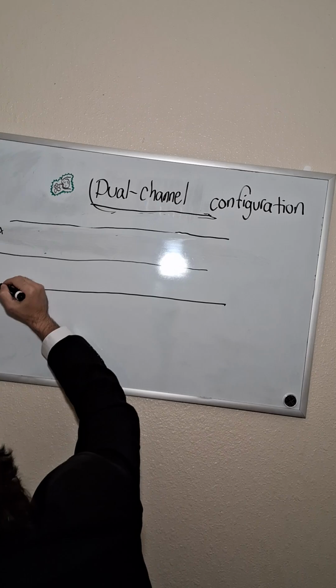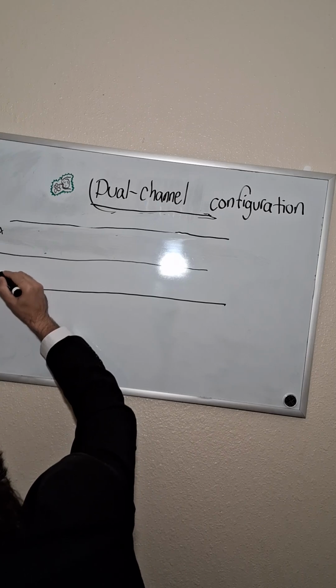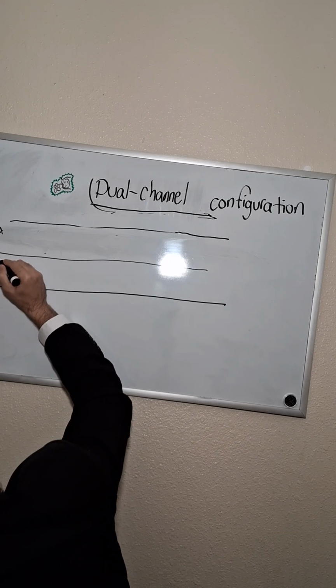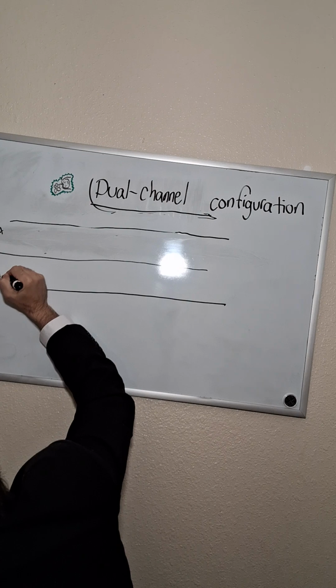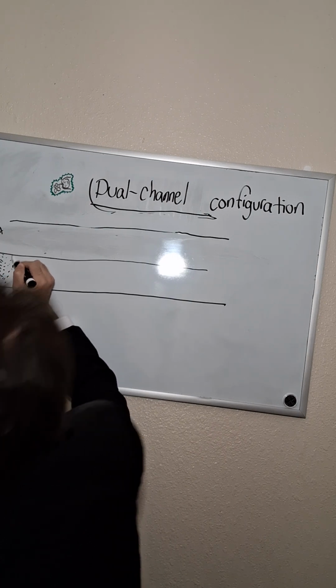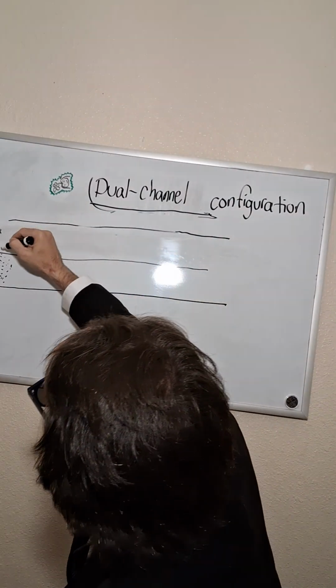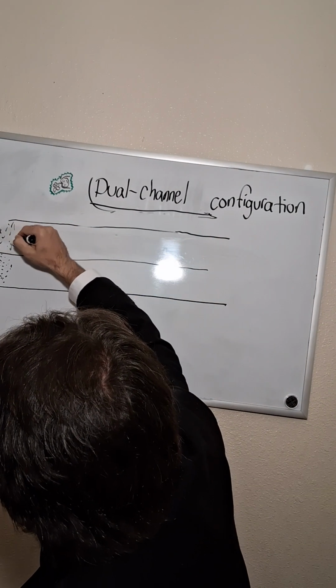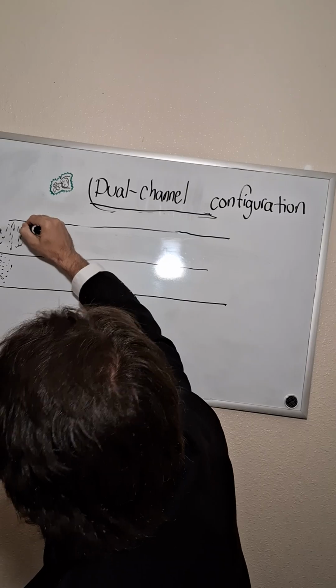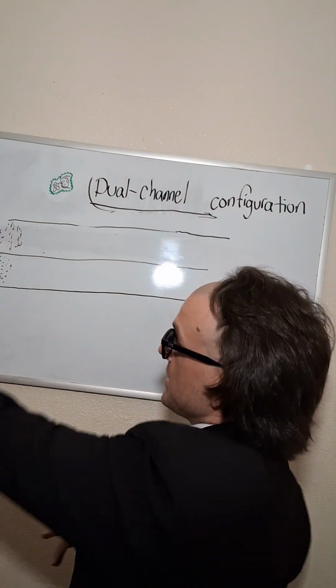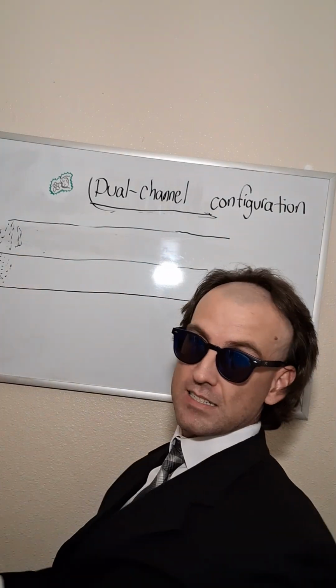Counting the bits: 1, 2, 3, and so on up to 64. That's 64 bits on that lane. And then the same on the other lane. So each lane has 64 bits.